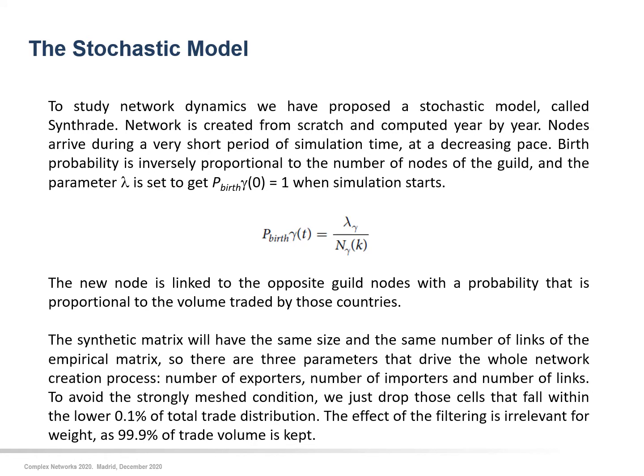The new node is linked to the opposite guild nodes with a probability that is proportional to the volume traded by those countries. The synthetic matrix will have the same size and the same number of links as the empirical matrix, so there are three parameters that drive the whole network creation process: number of exporters, number of importers, and number of links. To avoid the strongly meshed condition, we just draw those cells that fall within the lower 0.1% of total trade distribution. The effect of the filtering is irrelevant for weight, as 99.9% of trade volume is kept.